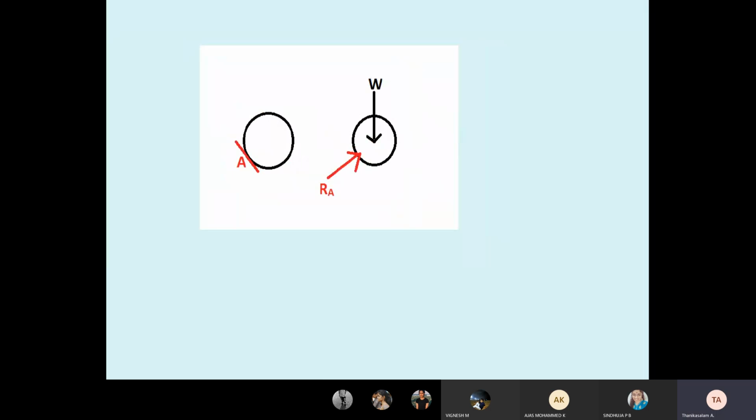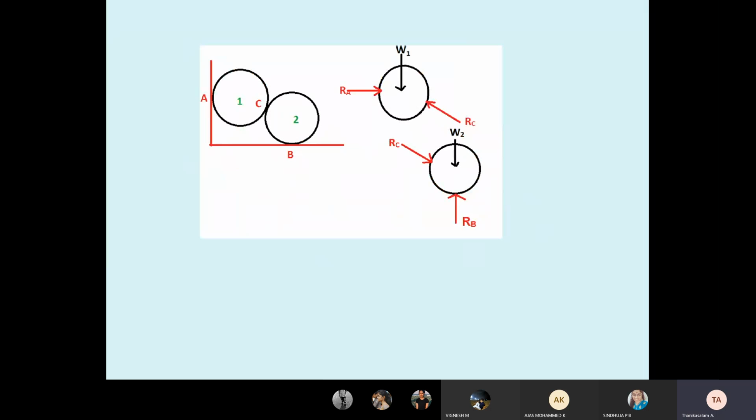And also the ball resting on an inclined surface. The reaction is also inclined, but with respect to the surface it is a normal. With respect to this surface, normal. So this is action and reaction. This is a ball, which I also explained.